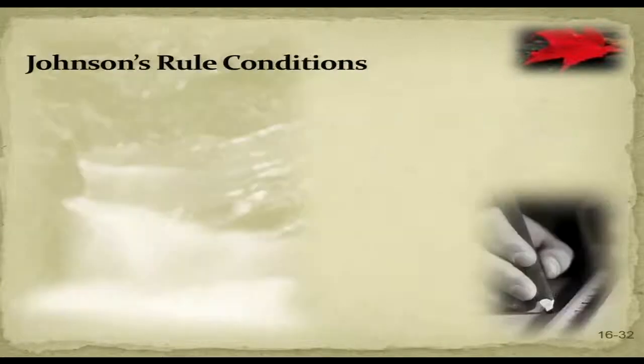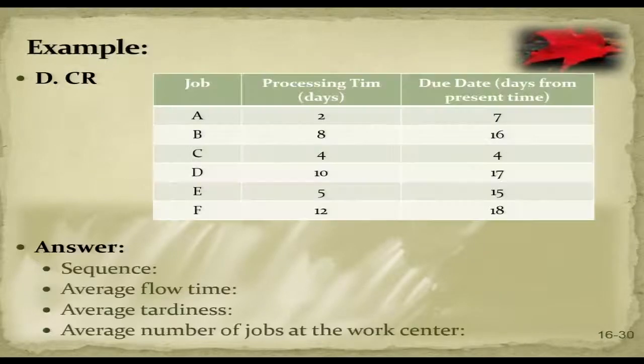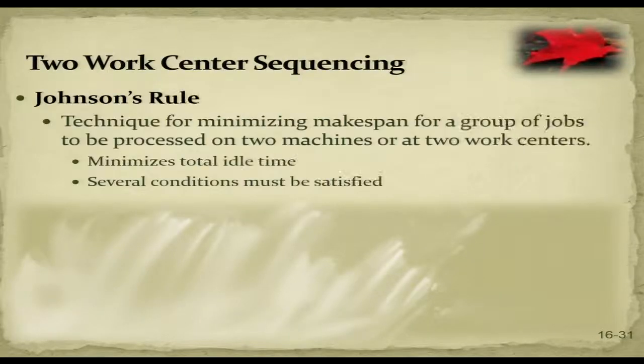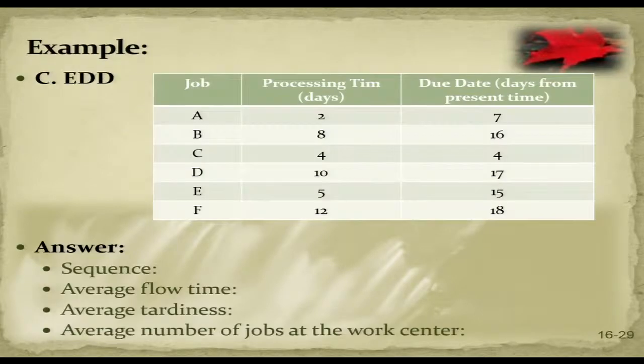So the next topic we'll discuss is 2 work center sequencing. The first example we went through is still pretty simple. We assumed all these 6 jobs go to 1 work center, 1 machine. This machine can only handle 1 job at 1 time, and then we have to make the sequence by using different priority rules.